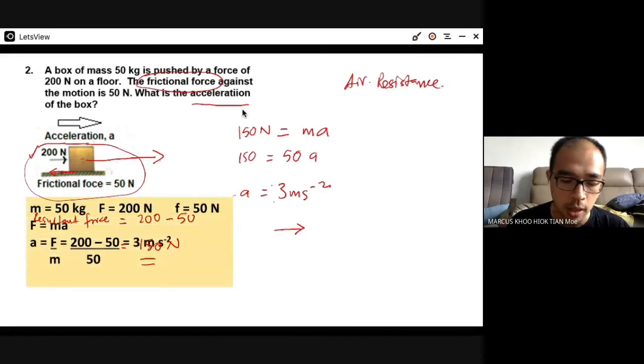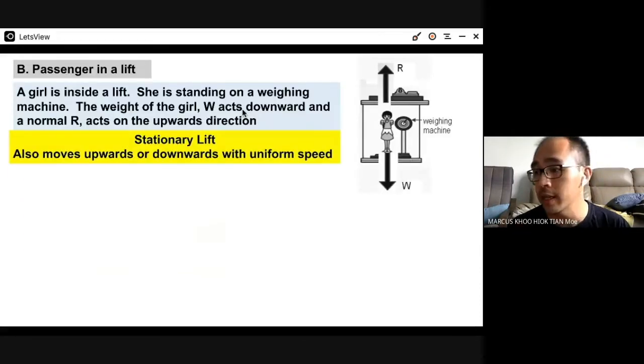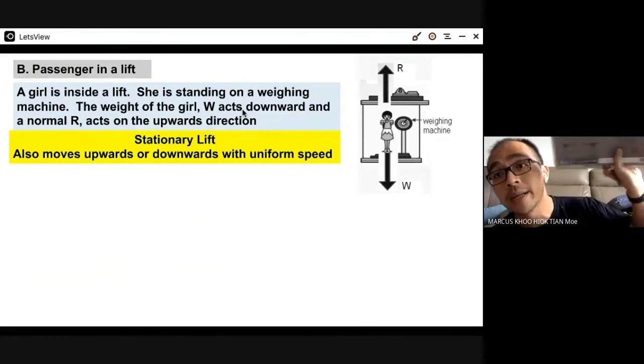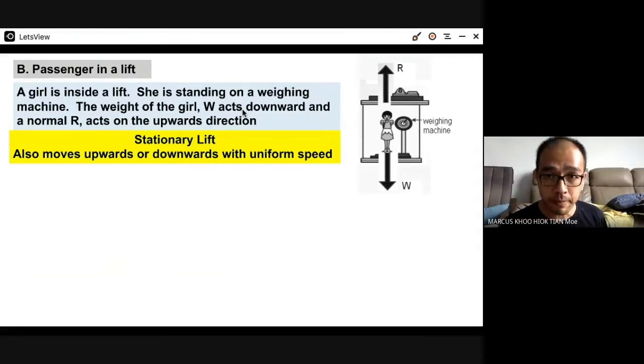Situation number 2 is passenger in a lift. If you have your notes with you, it's a good idea to turn to page 6. Ada di sana itu page 6. So let's talk about the lift while you're taking out the page 6. Let's talk about the lift lah.